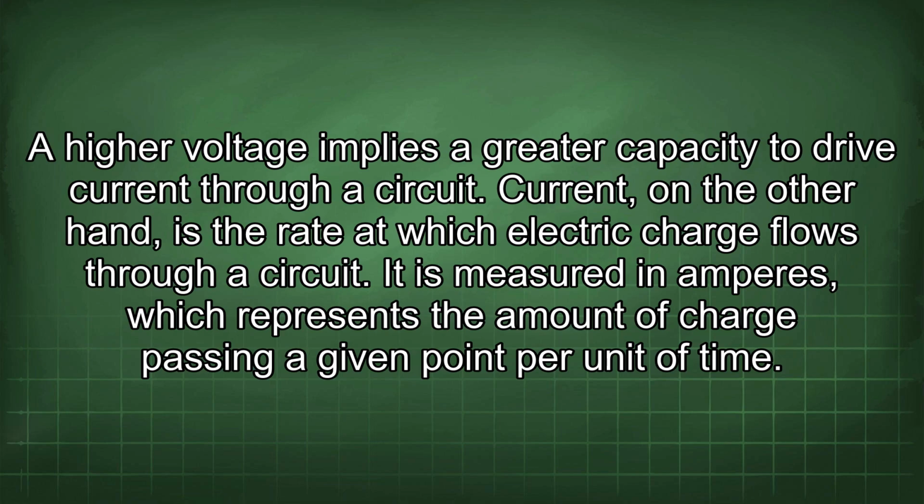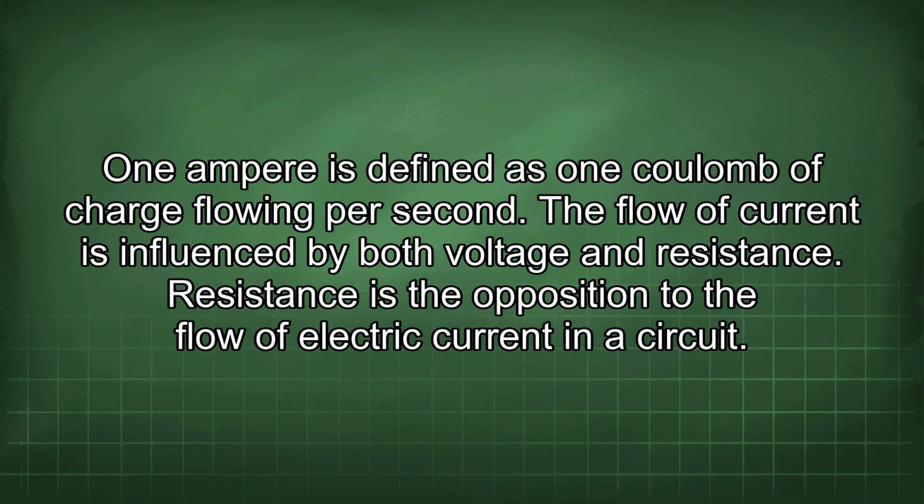Current, on the other hand, is the rate at which electric charge flows through a circuit. It is measured in amperes, which represents the amount of charge passing a given point per unit of time. 1 ampere is defined as 1 coulomb of charge flowing per second. The flow of current is influenced by both voltage and resistance.